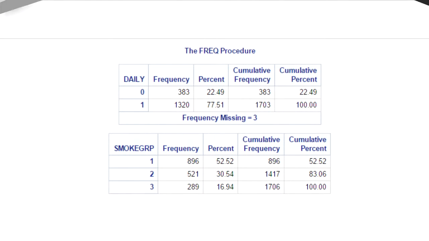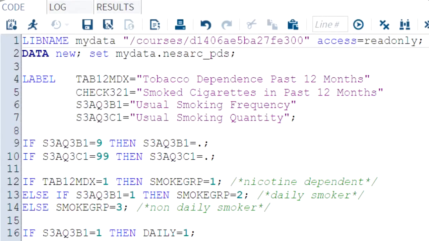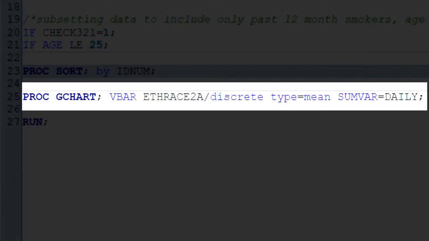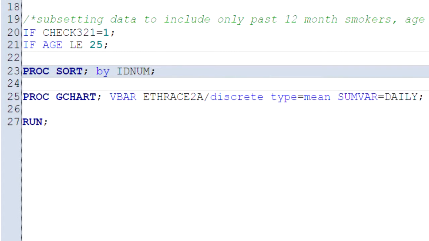To graph the relationship between a categorical explanatory variable and a categorical response variable, we use proc gchart, semicolon, vbar, eth raised to a, which is our categorical explanatory variable, / discrete, type equals mean, sum var equals daily, our categorical response variable, followed by a semicolon.